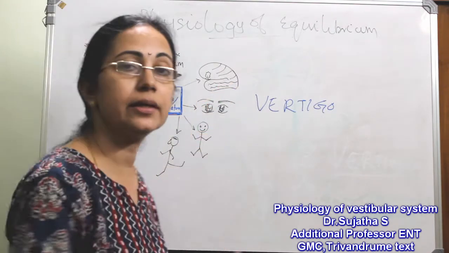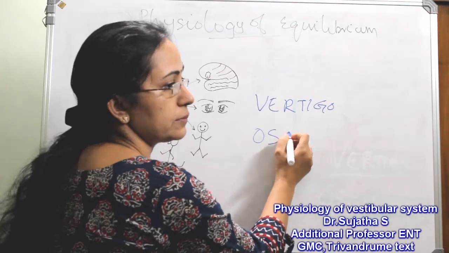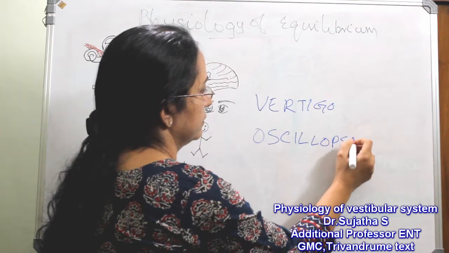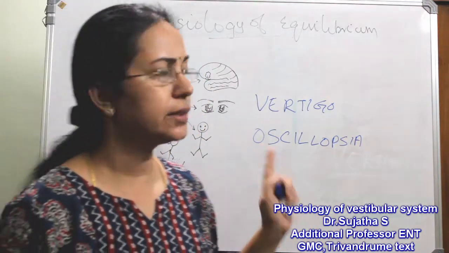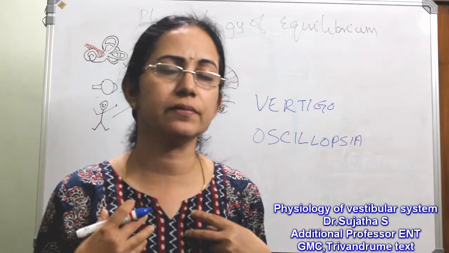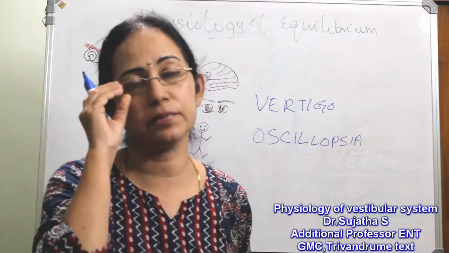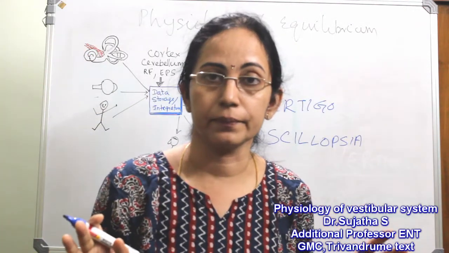And another terminology you have to know is oscillopsia. Okay, what is this oscillopsia? In oscillopsia, the patient will not tell us, I have an illusion of movement. Rather, the patient will tell us, the visual world around me is moving.